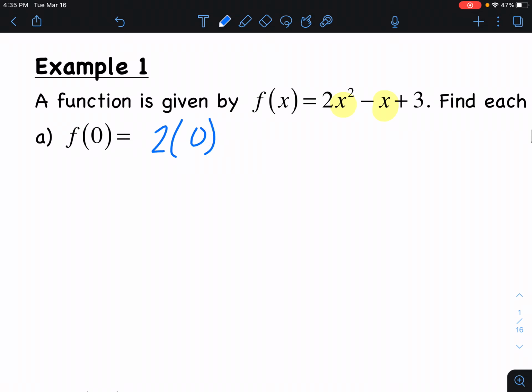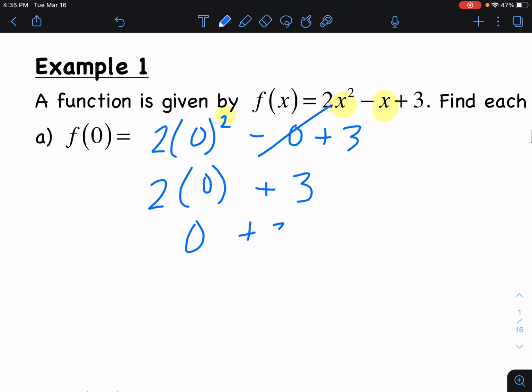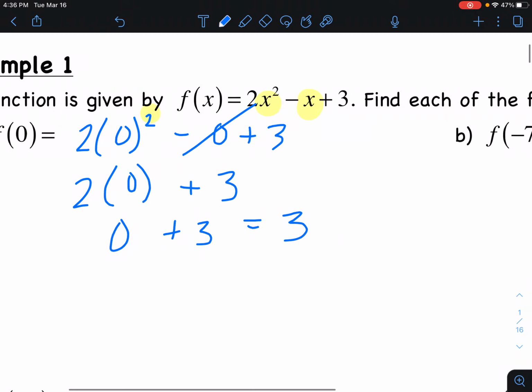So that's 2 times 0 squared minus 0 plus 3. And I'm going to carefully use order of operations. Remember, so what we want to do here is exponent. So 0 squared is 0. So this is 2 times 0. You could just get rid of the minus 0, by the way. Save a step there. 2 times 0 is 0. And then 0 plus 3 is 3. So when the input is 0, the output is 3. The domain is 0, the range is 3.